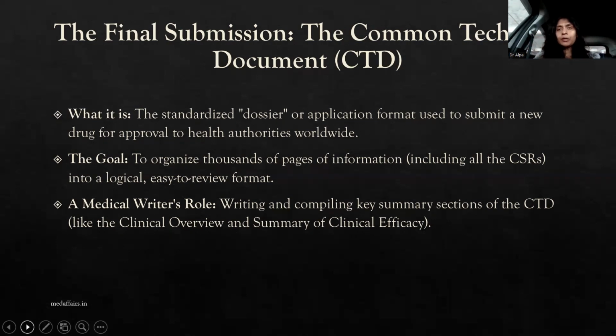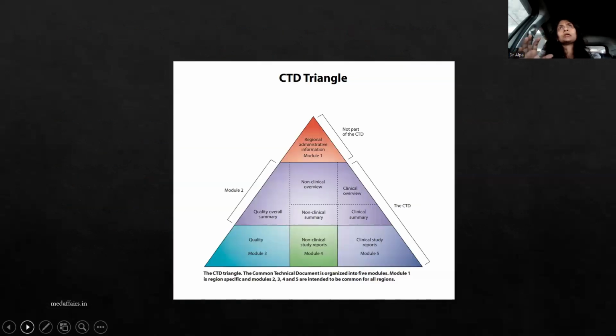Now, once we are done with the clinical study report, we come to the common technical document. So what exactly is a common technical document? See, now your clinical study report is ready. Now you want to send an application to the regulatory authorities such as FDA. So now you need to bring all those findings from the CSR to an application format, right? So this application form of the CSR is known as the common technical document.